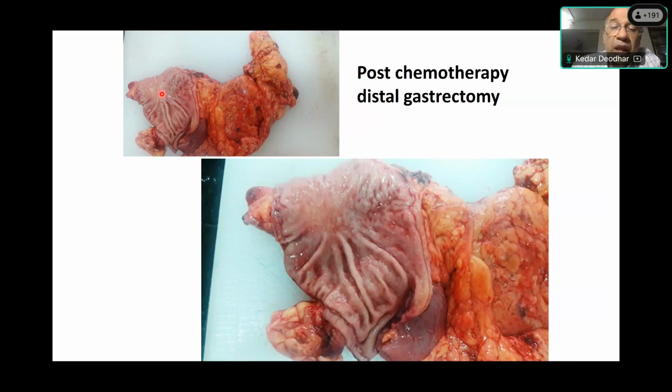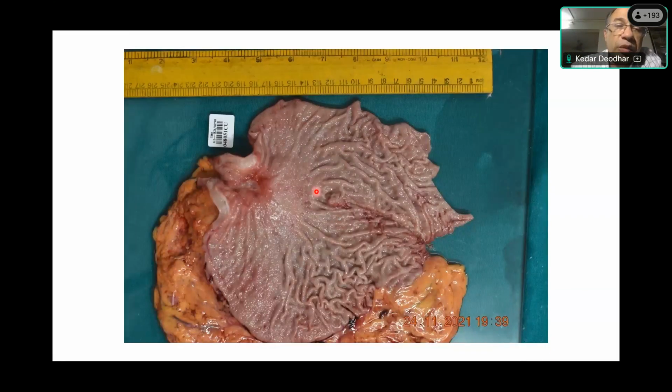So we will see an area with loss of rugal folds. This is normal, and this is an abnormal area. A paler area, which if you palpate will show thickening or a plaque-like area. This is the area where I will take the maximum number of sections to see whether there is any complete tumor response or partial response. Again, this is an ulcerated area of the proximal stomach. We'll take 3 or 4 sections from these areas, and so on.